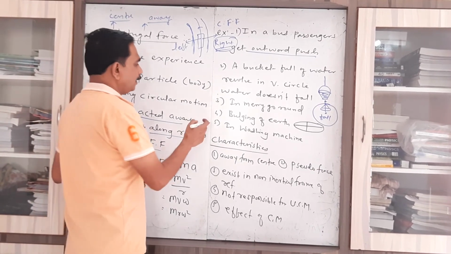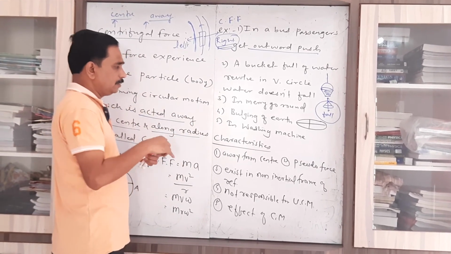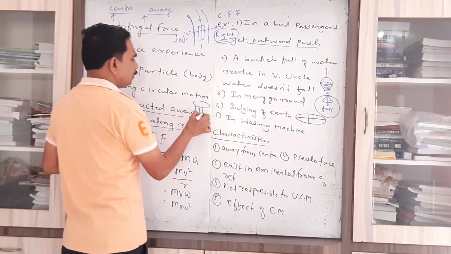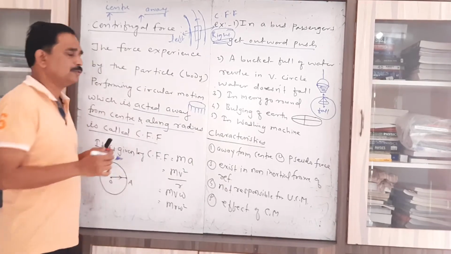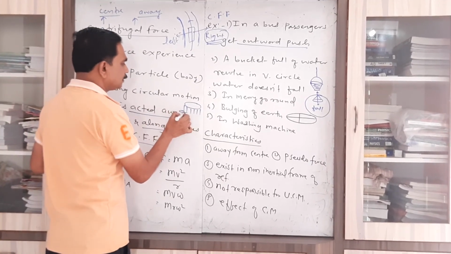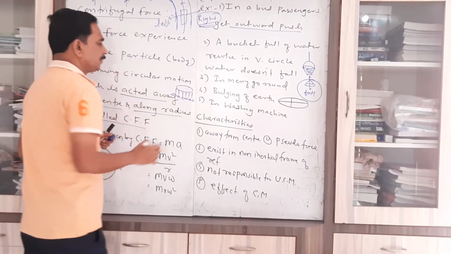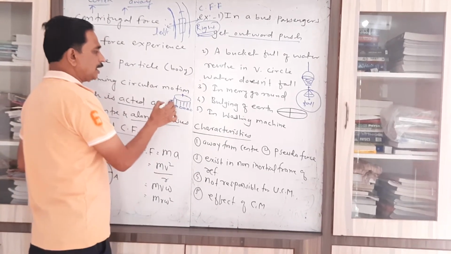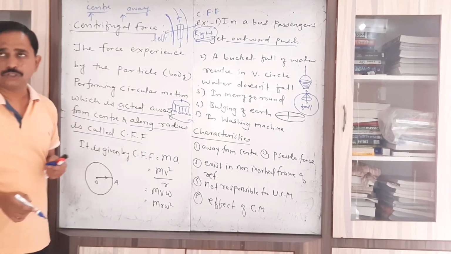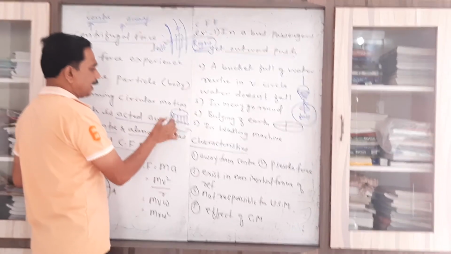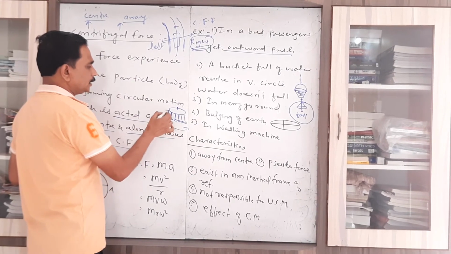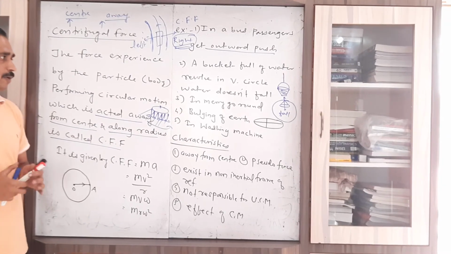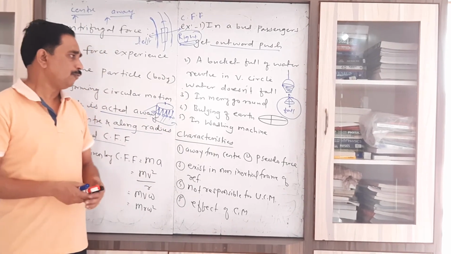Now the third example, a merry-go-round. When this merry-go-round is at rest, all the chairs of that merry-go-round are parallel to each other. When the merry-go-round starts its motion, what happens? These chairs, which were parallel to each other, now get thrown outward. That is because of the centrifugal force.